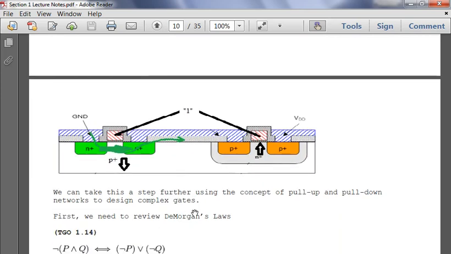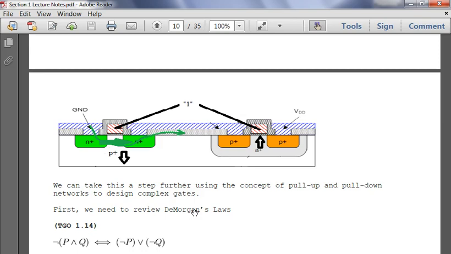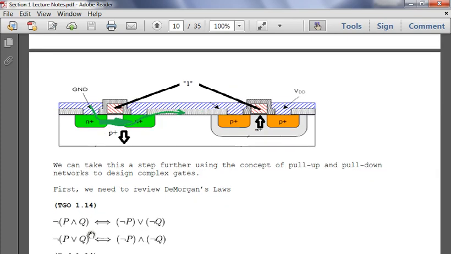Okay, so creating a complementary network for more than just an inverter. In order to do that, you want to make a quick review of De Morgan's laws. Recall that not (P and Q) is equal to not P or not Q. Q never equals Q not.